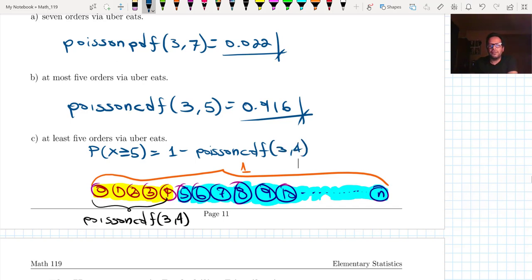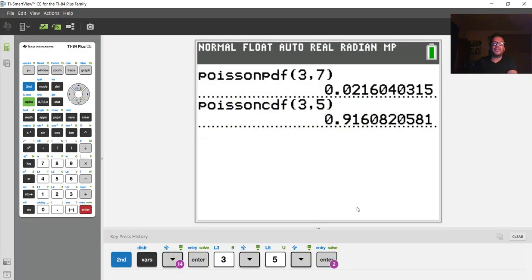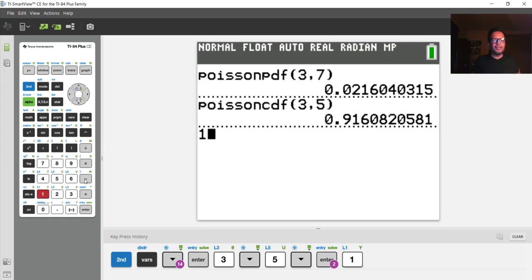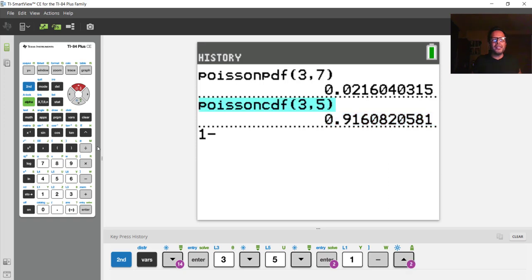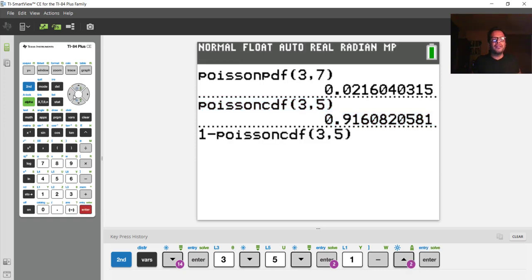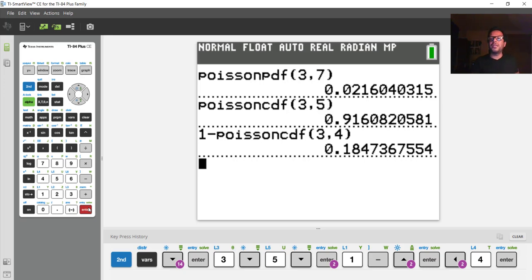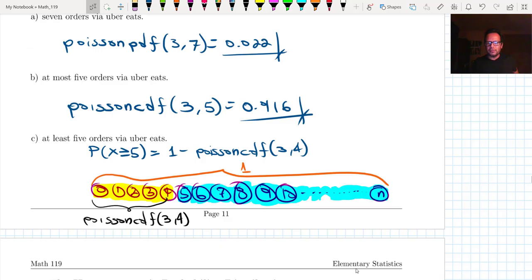Okay, so let's go to the graphing calculator and I'll show you a trick again. In this case, you may not want to go all the way to click second and do all the process. So all I'm going to do is 1 minus, let me go up here, click enter, change the 5 for a 4, and click enter, and there you go, 0.185. And that's all it is.